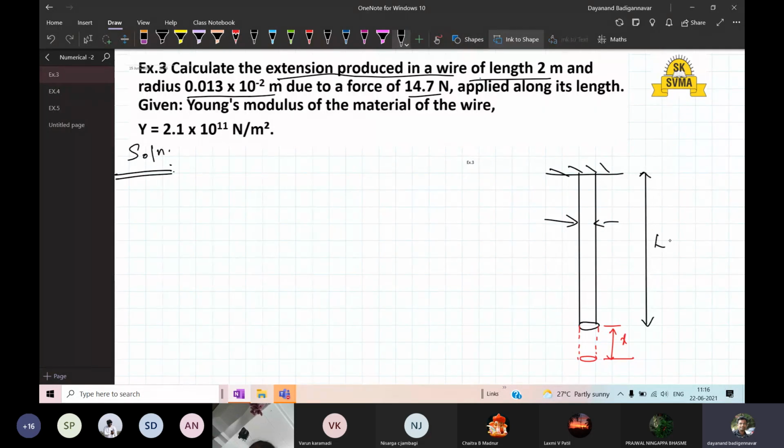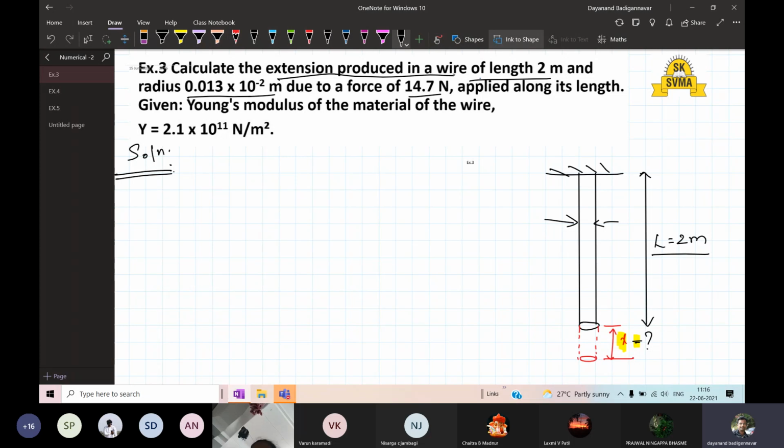This is the length of the wire. The length of the wire is 2 meter. Calculate the extension produced. What is the extension produced? X, this is the X you have. You have to calculate the value of X. Calculate the extension produced in a wire of length.